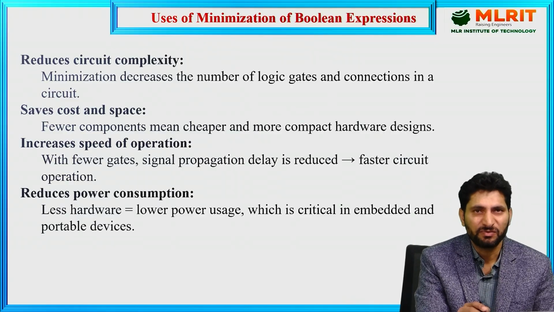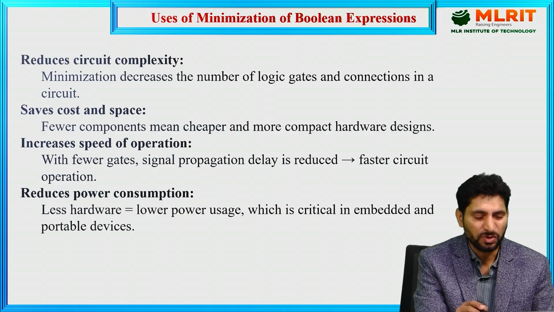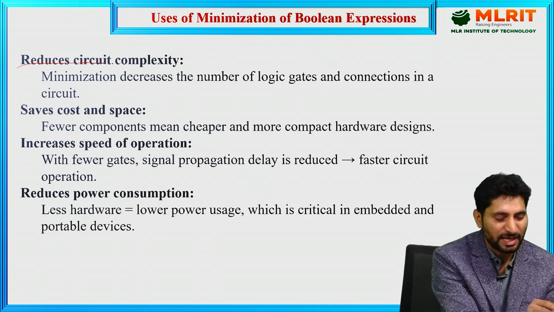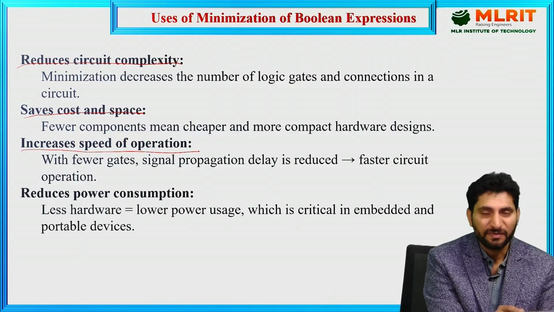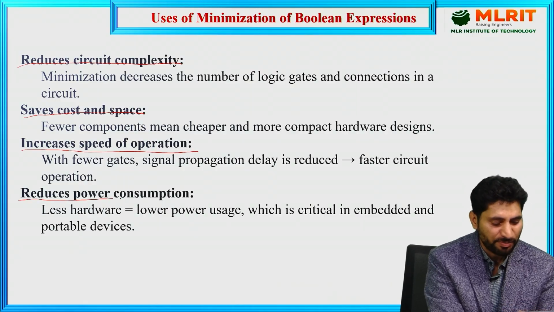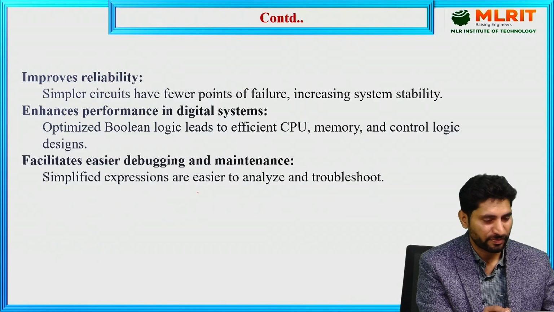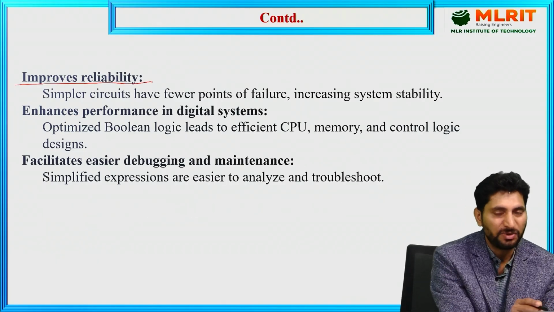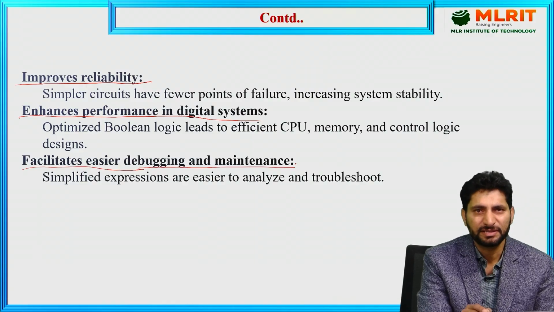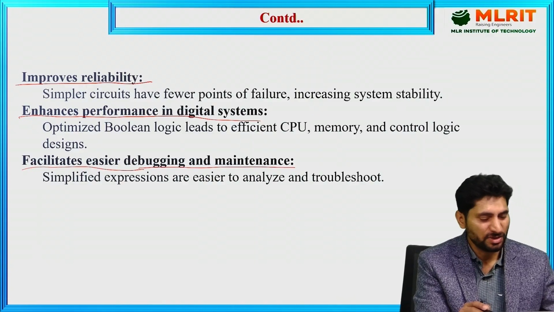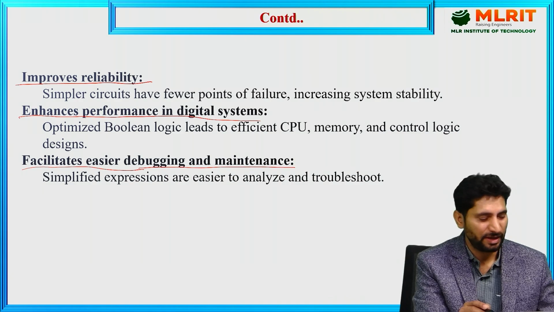Uses of minimization. Why one can use minimization of Boolean expressions is it reduces circuit complexity and it saves cost and space. It increases speed of operation and it reduces power consumption. It improves reliability. It enhances performance in digital systems and it facilitates easier debugging and maintenance. That is why one can use minimization of Boolean expressions.